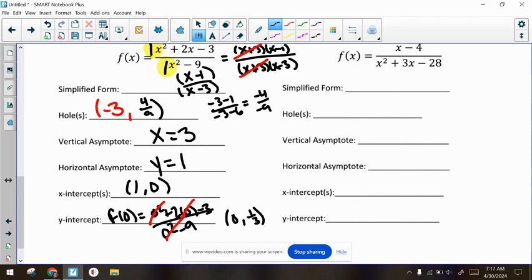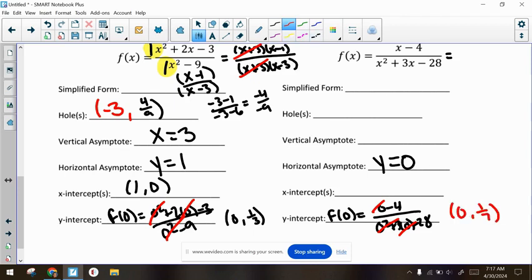Moving on to the second one, again, we're going to start with horizontal asymptote. This one is bottom heavy. So if it's bottom heavy, it's y equals 0. Then moving on, I'm going to find my y-intercept by putting 0 in for all the x's. I know that those will go away. And I'm left with negative 4 over negative 28, which reduces to 1 over 7. And as a coordinate, that's 0, 1/7.